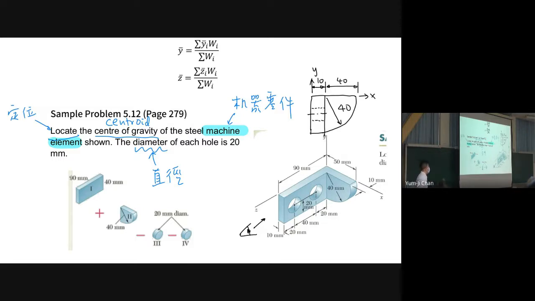Now we have, for this part, we can see it is a composite body with different components. So take your time to draw this.